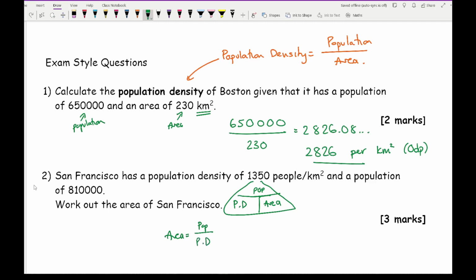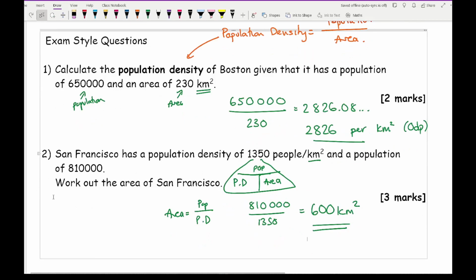Substituting those numbers in, I get 810,000 divided by 1350, and again type that into my calculator or work that calculation out using long division, and I get an answer of 600. The units for the area are going to be the same as the ones used in the population density, so it's square kilometres, and there's my final answer for that one.